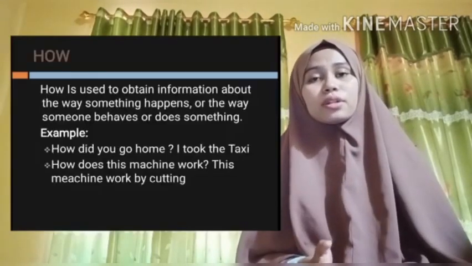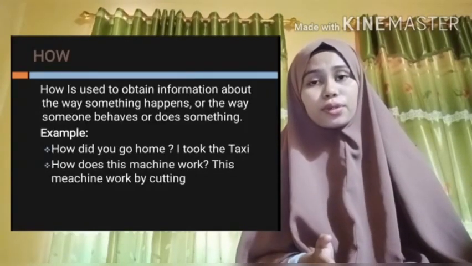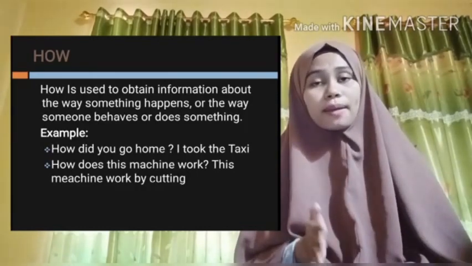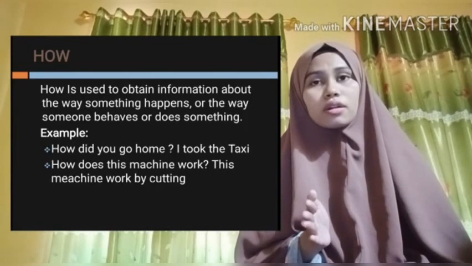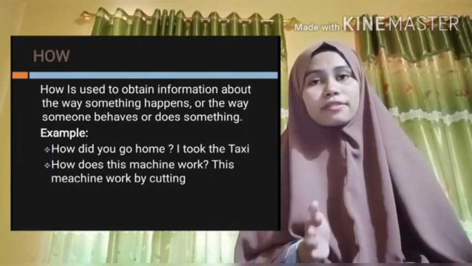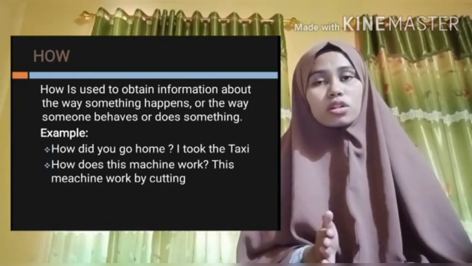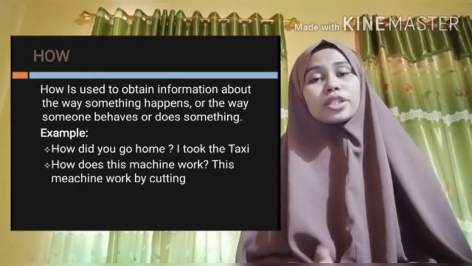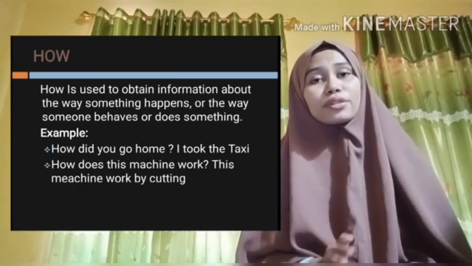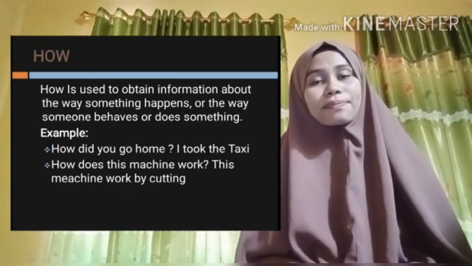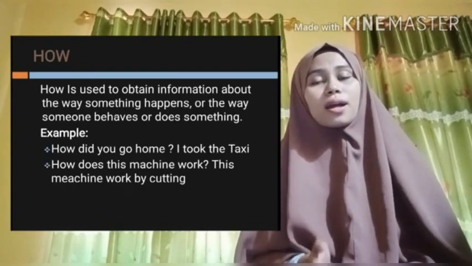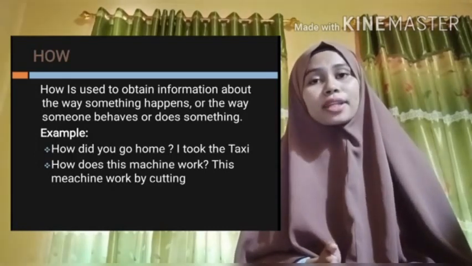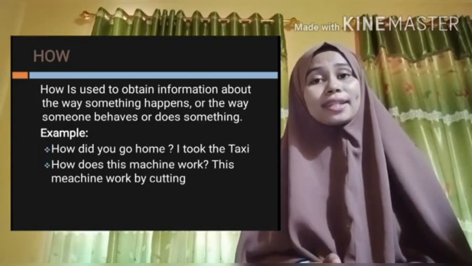Next, how is used to obtain information about why something happens, or the way someone behaves or does something. For example, how did you go home? I took the taxi. And another example, how does this machine work? The machine works by cutting.